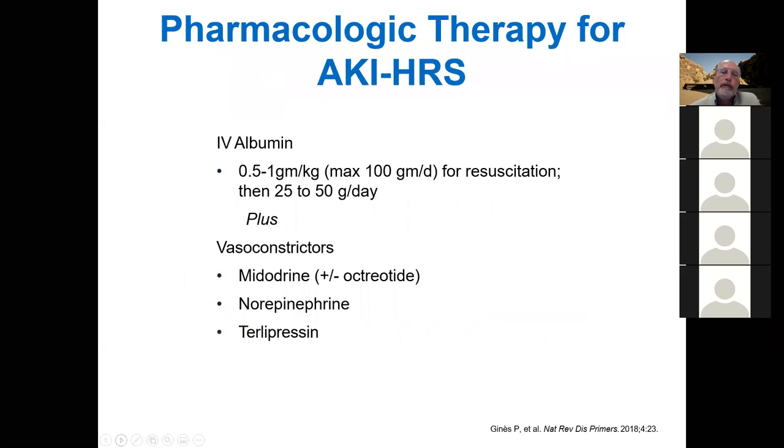IV albumin, 0.5 to 1 gram per kilo. You want to bring the total albumin up to around 3.2 to 3.4. You don't want to go too high on the albumin level. Norepi, as I mentioned, is my preferred if you're going to use intravenous vasopressor support. Terlipressin is not available in the US. I was hoping this week it was going to be approved, but I think they've changed their PDUFA date.